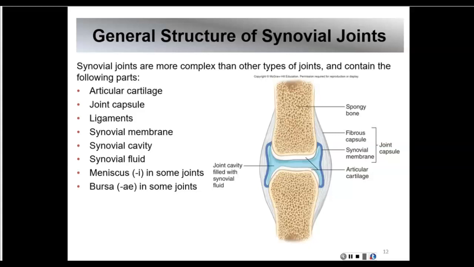Here's a generic synovial joint. If we look at the ends, they're spongy bone, and then in white here is articular cartilage. You also have this synovial membrane wrapping all the way around this joint, and in between is your synovial fluid. Then you have ligaments surrounding to protect it on the outside. This is all your joint capsule. Some of them, like the knee, will have a pad in there called a meniscus, or an air pocket-ish pad called a bursa.